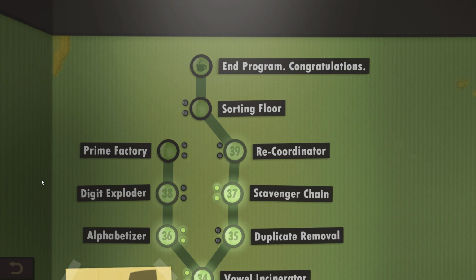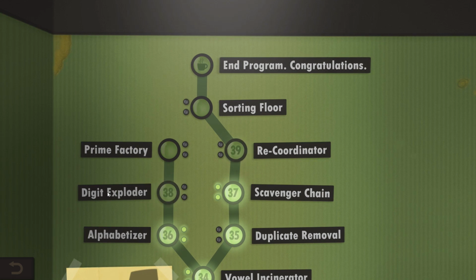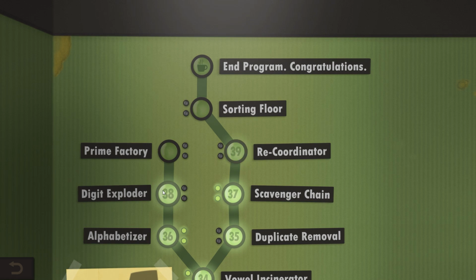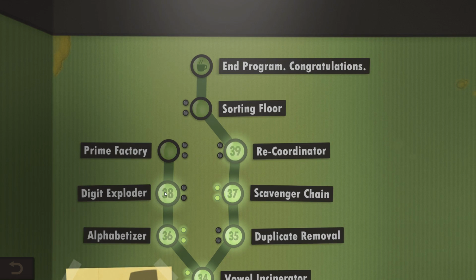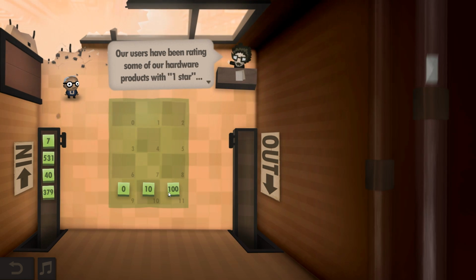I'm really surprised. Okay. Now I don't even care if this goes... Like if I... should I even attempt this? Sure, we'll give it a shot. Digit Exploder. Year 38. This might be hard though.